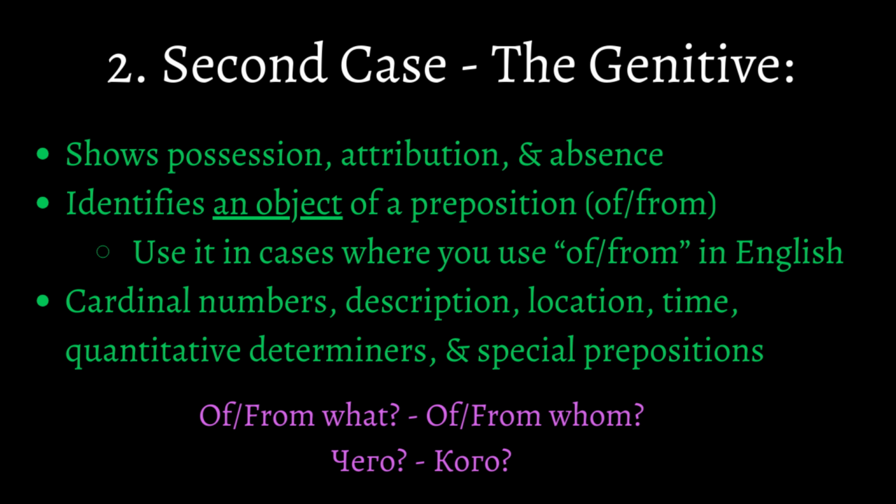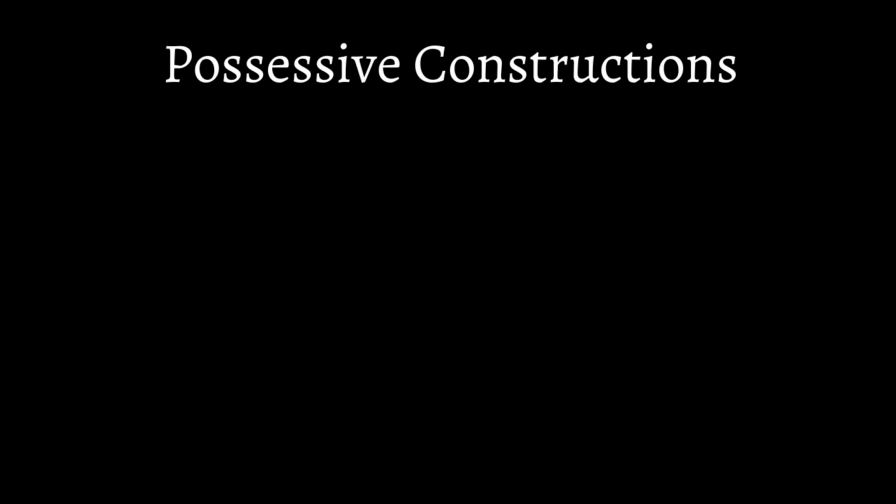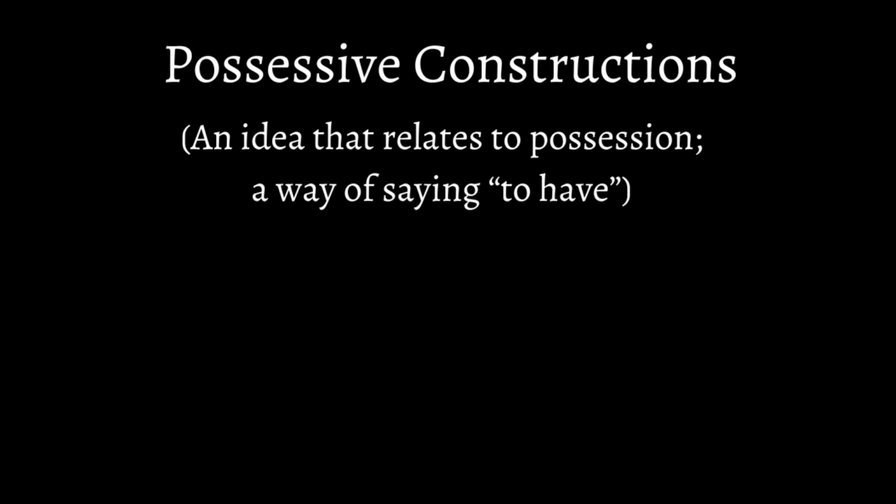As a reminder, the genitive answers the questions of from what and of from whom, and its main functions are absence, attribution, and possession, which are basically the same thing. A very vital topic that I said in the previous video was possessive constructions. A possessive construction in Russian is an idea that relates to possession, which is a way of saying to have. Because the genitive works with possession, it is no wonder why possessive constructions are related to the genitive.